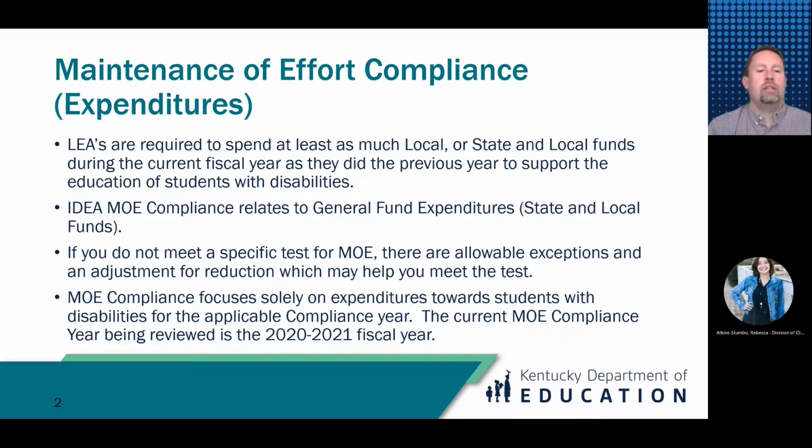There are 4 tests that revolve around MOE compliance, and you only have to meet one of those 4 tests. If you don't meet a test, there are allowable exceptions and an adjustment for reduction, which could help you meet the test. And again, remembering with MOE compliance, that focuses solely on expenditures towards students with disabilities for the applicable compliance year. And we always look back for MOE compliance for the year, and for this current year that we've gone through, that looked at the 2021 fiscal year for your expenditures. And the upcoming MOE compliance that you'll be getting in the spring will focus on the 21-22 fiscal year or MOE compliance year.